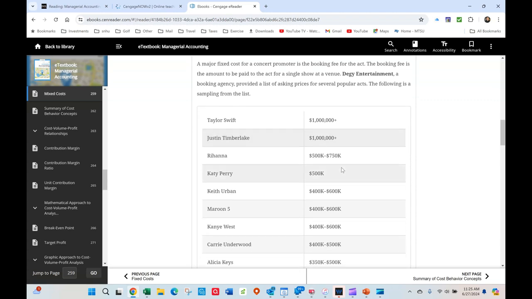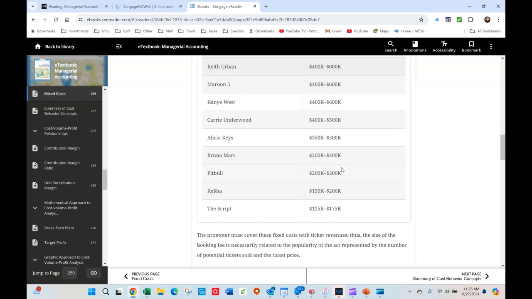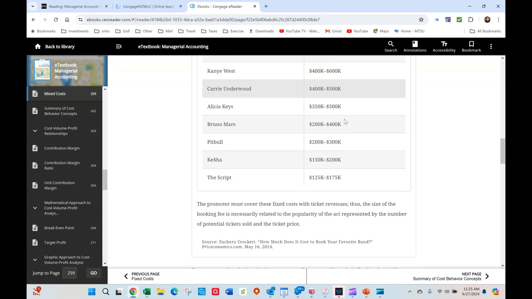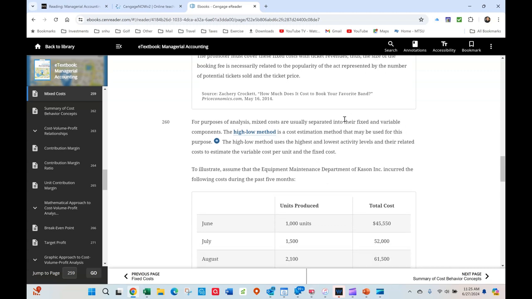And you can see here Rihanna and Katy Perry and down to the script, which I have no idea who they are. I do know who Kesha is. Pitbull, I actually like him, and Bruno Mars. Carrie Underwood, I like her, but $400,000 to $500,000, even after paying musicians, isn't bad.